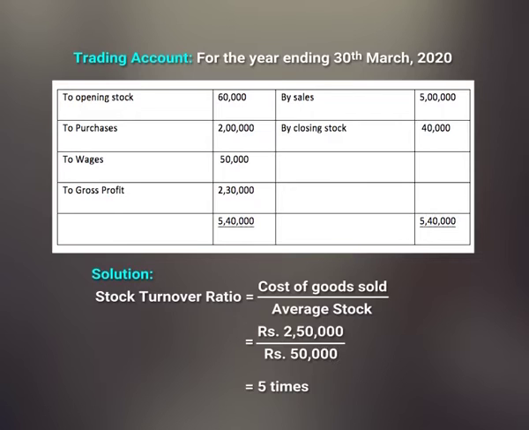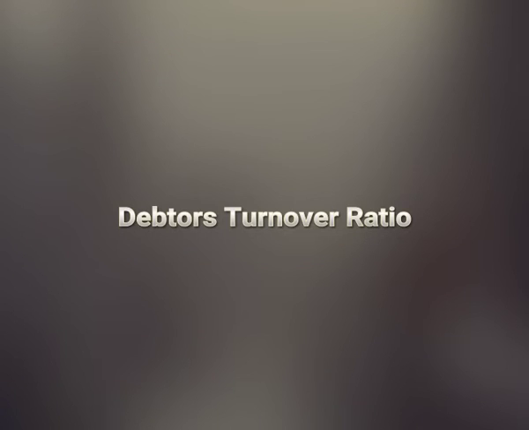Now, we will see the solution to this. Stock turnover ratio is equal to cost of goods sold divided by average stock, which is equal to rupees 2,50,000 divided by 50,000. So, thus stock turnover ratio is equal to 5 times. Now, another ratio is the debtors turnover ratio.